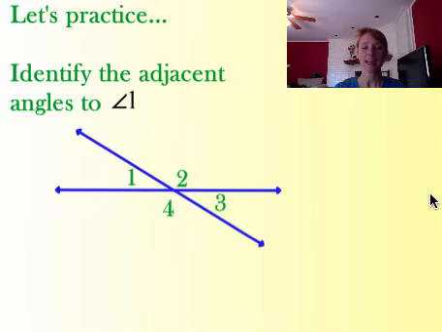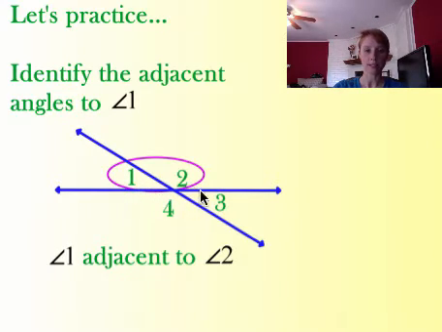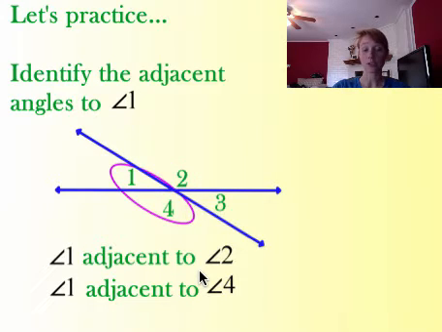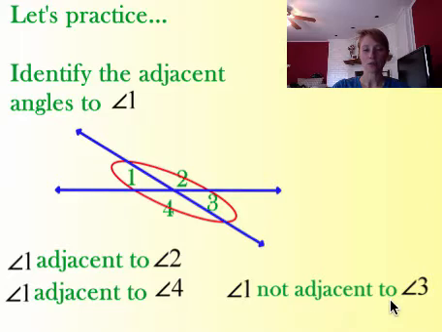Okay, let's do some practice identifying adjacent angles and linear pairs. Okay, so we want to see the angles that are adjacent to angle 1. So angle 1 is right here. We want to find the angles that are adjacent to it. So the first one we've identified is angle 2. So angle 1 and 2 share this vertex and share this side. So angle 1 is adjacent to angle 2. Let's see what else is adjacent. Angle 4 is adjacent to angle 1, shares a vertex and a side. But angle 3 is not adjacent to angle 1. The reason is it shares this vertex right here, but there's no common side between the 2 angles, so they are not adjacent to each other.